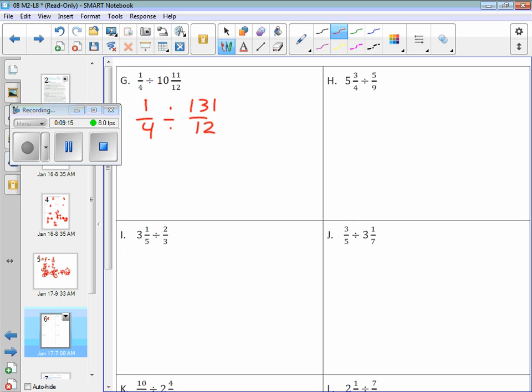Let's look for opportunities to cross reduce. Before I can cross reduce, I have to do keep change flip first. I see a common mistake. Kids will want to cross reduce right now, and you can't. You've got to do your keep change flip first. There's keep change flip.